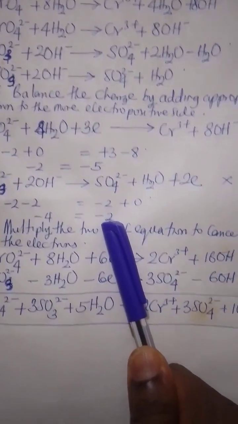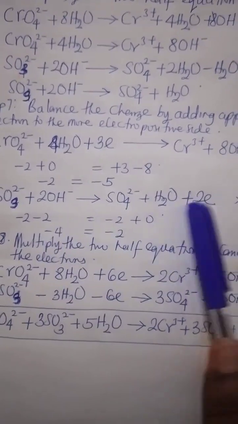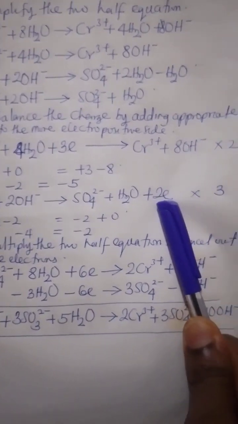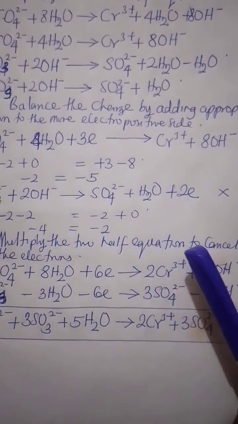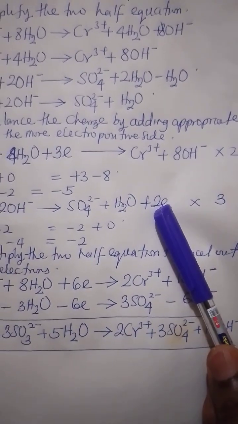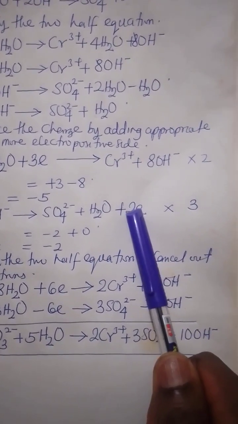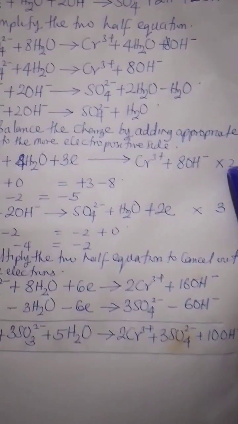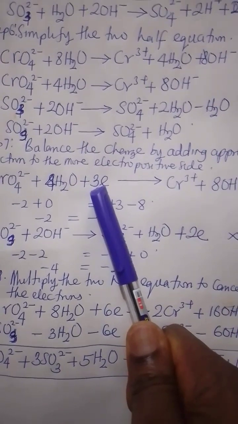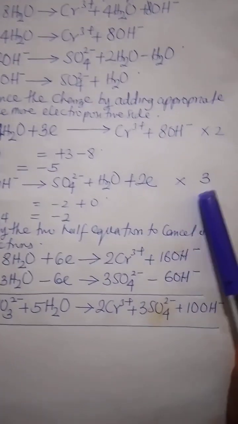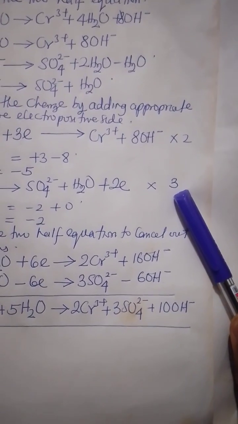So it means that the minus 2 here is more electropositive than the minus 4, and by 2. So we add 2 electrons to the more electropositive side. Then we use the integer here. That is, we have 2 electrons, so we use integer 2 to multiply the first half equation. And then we use the integer 3 from the first half equation to multiply the second half equation. If you look at 2 of them, they are not factors, so we cannot cancel.